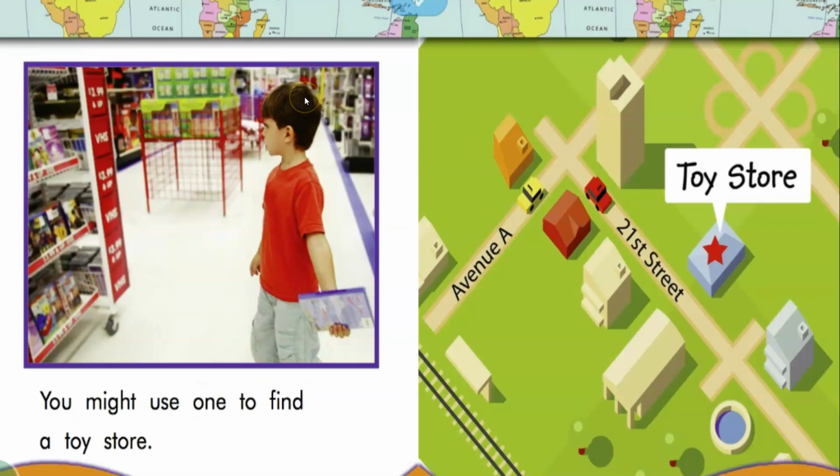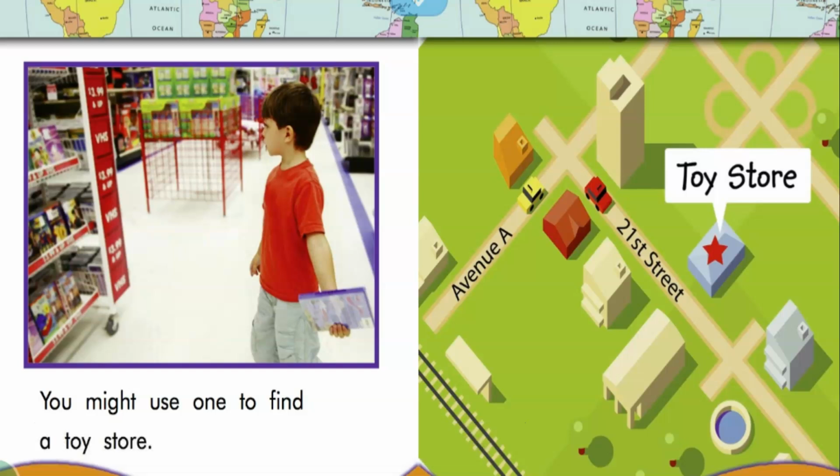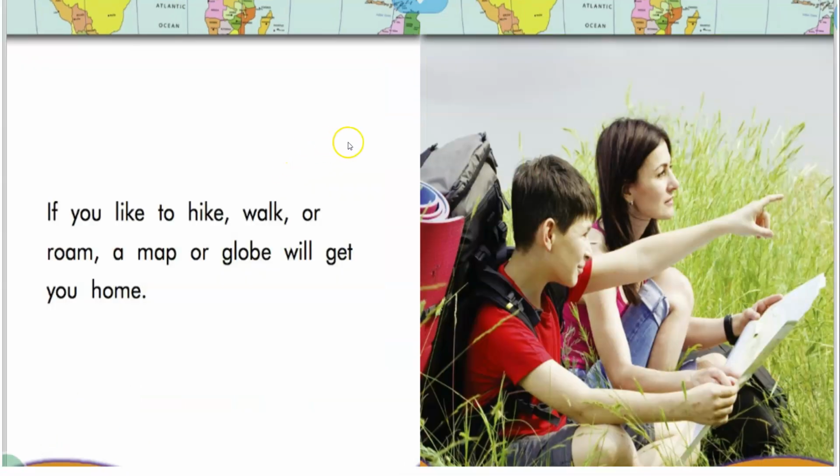It says you might use one to find a toy store. So look, this map is showing you on the street where you can find the toy store. Or even inside stores, you might see maps, especially if you go to a mall, you might see maps that tell you where each store is inside the mall. If you like to hike, walk, or roam, a map or globe will get you home.